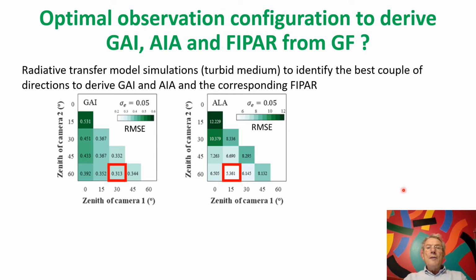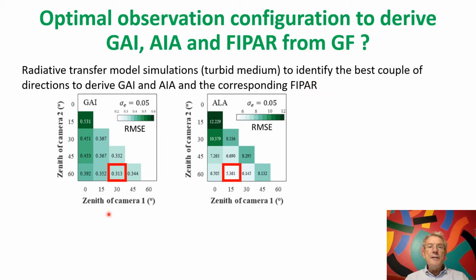What is the optimal observation configuration to derive GAI, the average inclination angle, and as a consequence, the fraction of intercepted radiation from the green fraction? In this case, we consider that we can estimate very well these with just two cameras oriented in two different directions. So we made radiative transfer model simulations with a turbid medium assumption to identify the best couple of directions to derive green area index, average inclination angle, and the corresponding fraction of intercepted radiation.